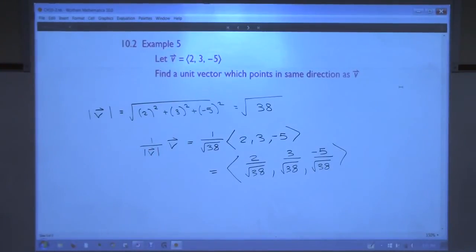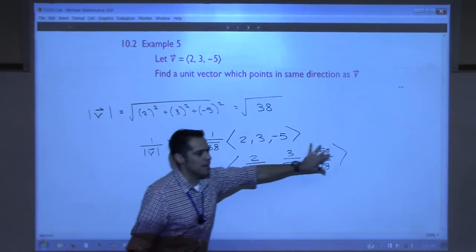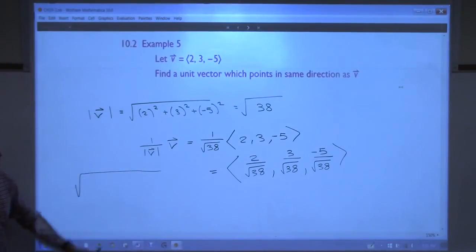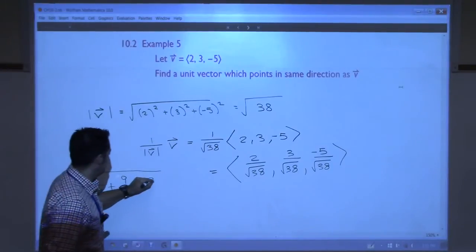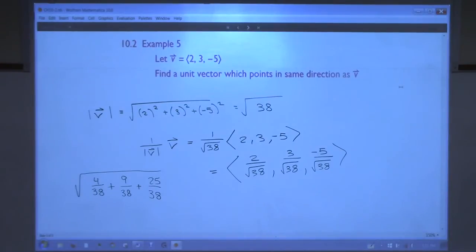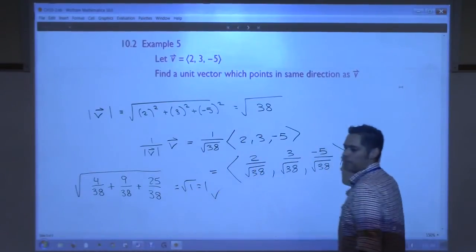How could you verify that it's a unit vector? How could you check it? Find its length. It's going to be super easy. Let's do it real quick. How long is this vector? Let's see. It's 1, yeah, but let's show it. Square root of first component squared: 4 over 38, plus second component squared: 9 over 38, plus 25 over 38. And your numerator is 38 when you put them all together. So that's 38 over 38. That's 1. Root 1 is 1. Check. Right?